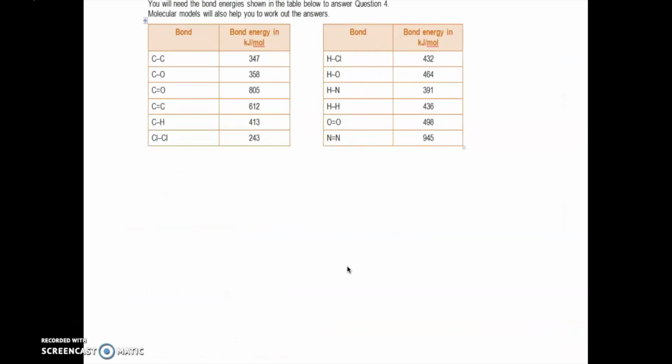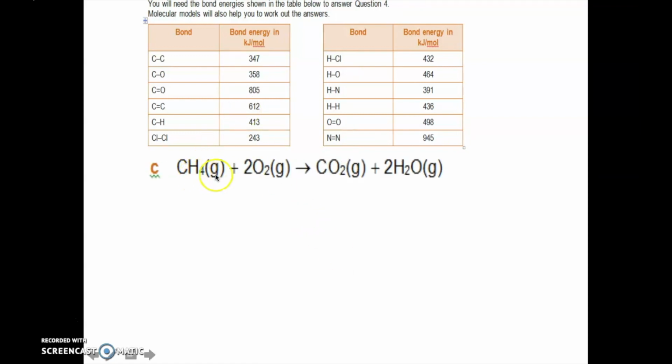Okay, so slightly different data table here. As I say, these are the bond energies that you'll need, and these are the bonds. We're going to look at specific examples. I've already picked one out. So this is this equation here: methane plus oxygen gives you carbon dioxide and water. Okay, it's a simple combustion reaction. We'll have a look at this example.